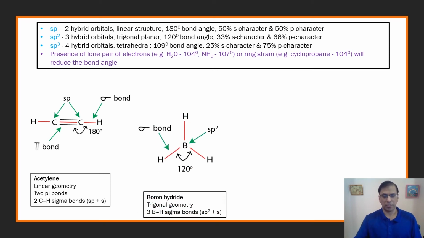Let's look at an example of boron hydride. In this case, boron is sp2 hybridized, and we have three sigma bonds represented in red color. The bond angle is 120 degrees. It's a trigonal geometry.